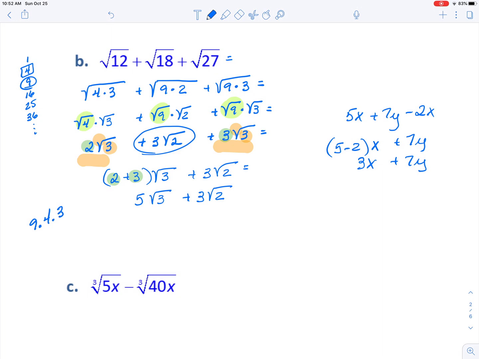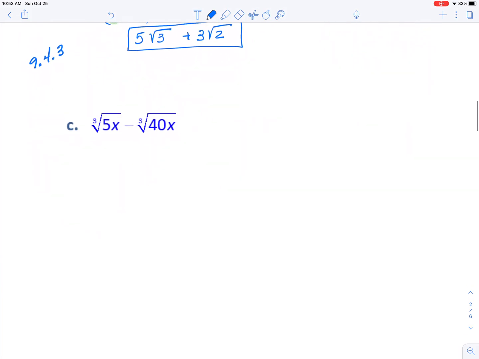I left the previous example from the previous video on screen here because I had written an equals sign here as though there was additional work to do. There is not. That equals mark should not be there, and this 5 times the square root of 3 plus 3 times the square root of 2 is the final answer, again, because the radicands do not match and the terms cannot be combined. All right, so moving forward, this next example is cube roots.